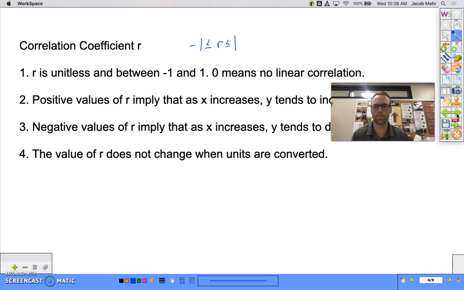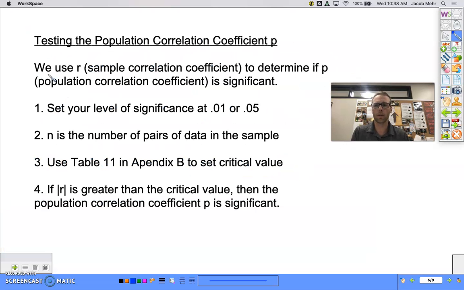And here's how we're going to do that. We're going to use the correlation coefficient R from our sample to determine if ρ, the population correlation coefficient, also called Pearson's population correlation coefficient, is significant enough. And what does that have to deal with? Well, we're going to have to consider what the sample size is. We know that the greater the sample size is, the more confident we are in the result that we got from our sample. The smaller the sample size, the less confident we are.